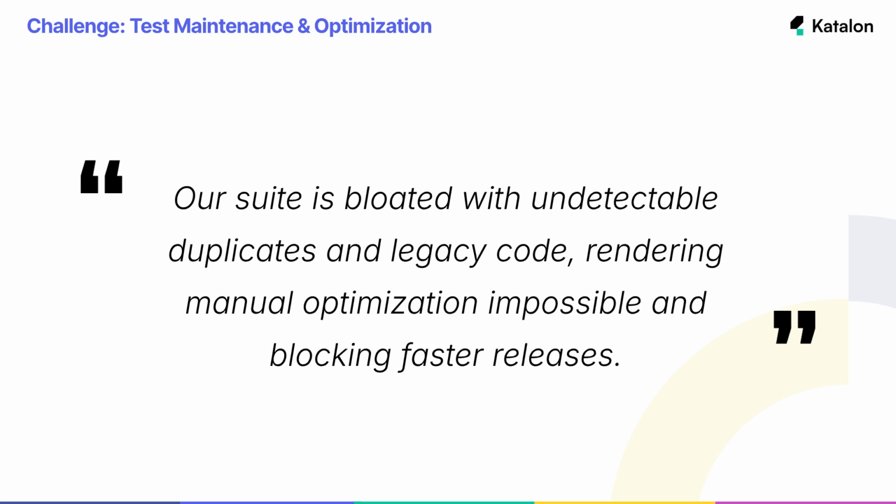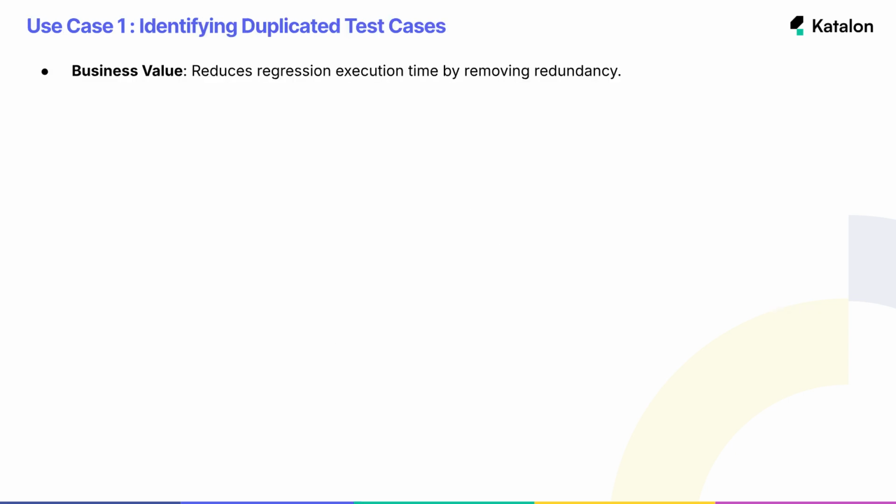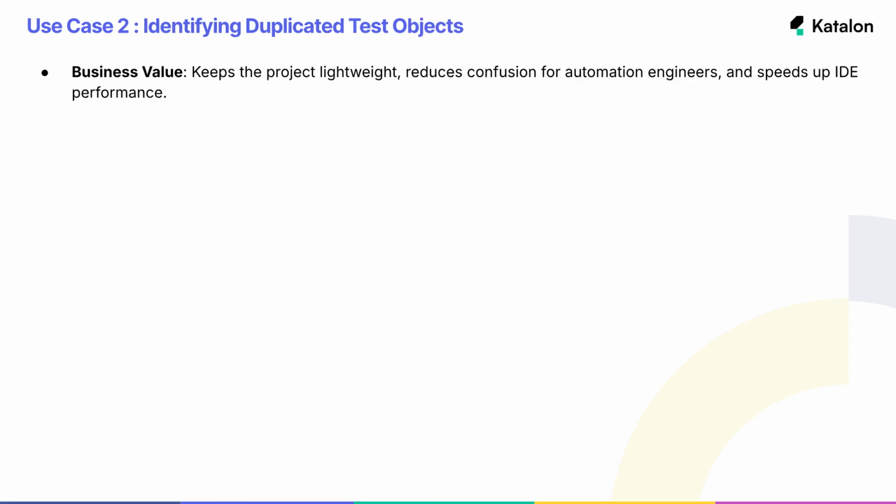Test maintenance and optimization is a significant challenge, especially with suites bloated with undetectable duplicates and legacy code, which hinders faster releases. Use case 1 focuses on identifying duplicated test cases, which reduces regression execution time by removing redundancy in your test suite. Use case 2 addresses duplicated test objects.